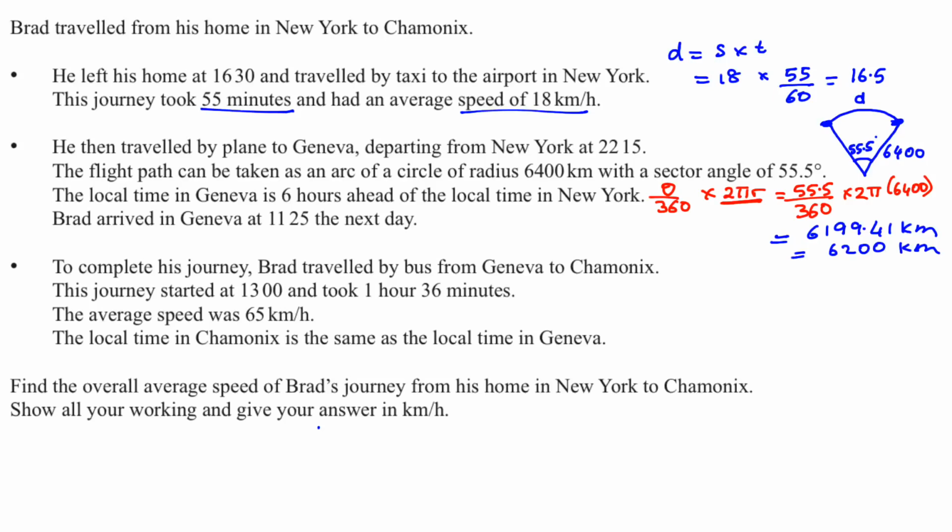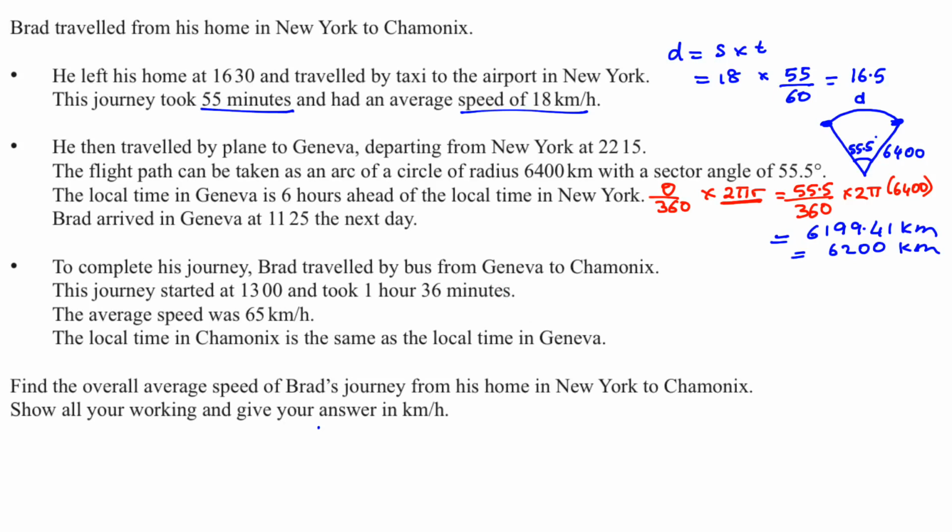Till now we have found two distances. Let's read the next part of the question. To complete the journey, he traveled by bus from Geneva to Chamonix and the journey started at 1300 and it took 1 hour 36 minutes. The speed was 65 km per hour and the local time is the same as the local time in Geneva. Again, the speed and the time is given. We have to find the distance.